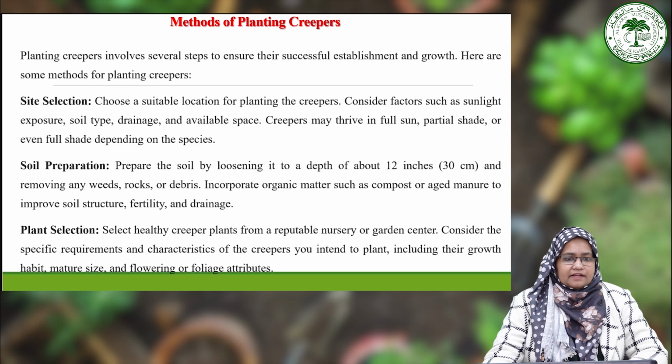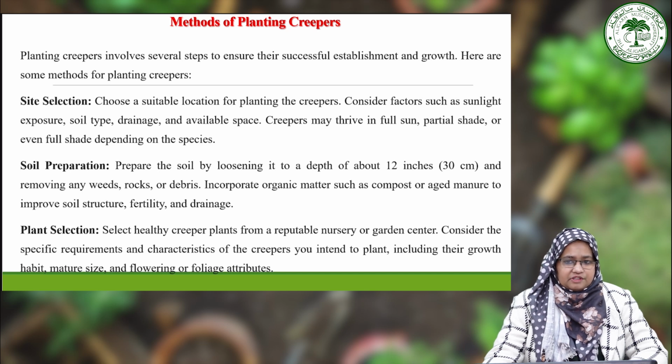The method of planting creepers requires the same steps as in the case of climbers, but there are some changes according to their planting methods. Planting creepers involves several steps. First is site selection, as in the case of climbers. For site selection, we have to choose an appropriate location for planting the creepers based on factors such as sunlight exposure, soil type, drainage, and available space. Creepers may thrive in full sun, partial shade, or full shade depending upon the species.